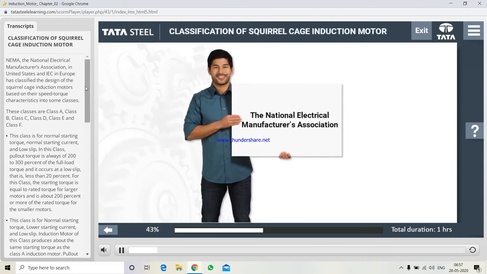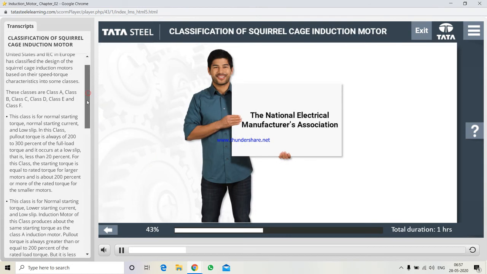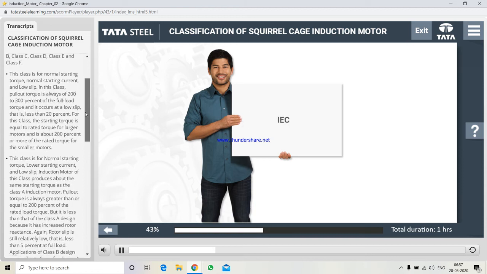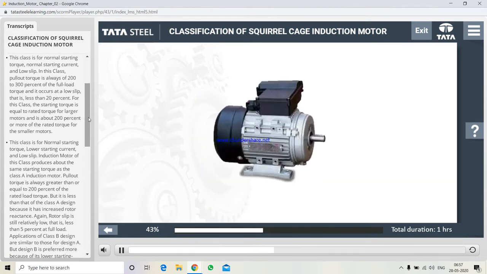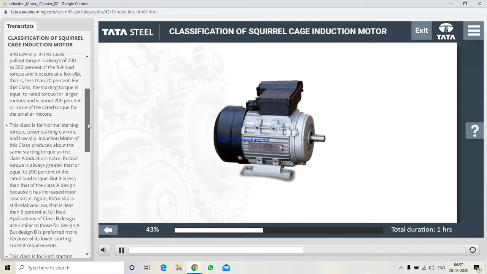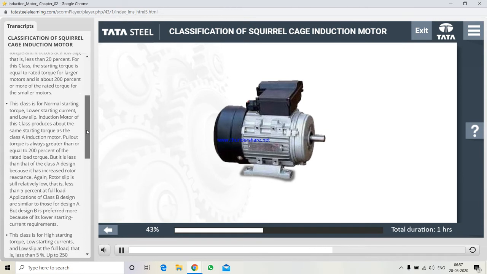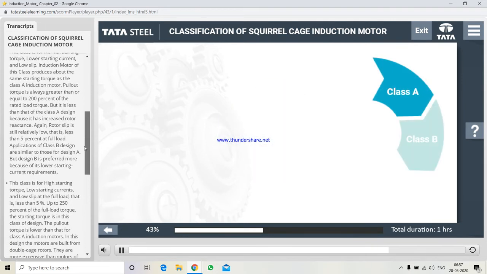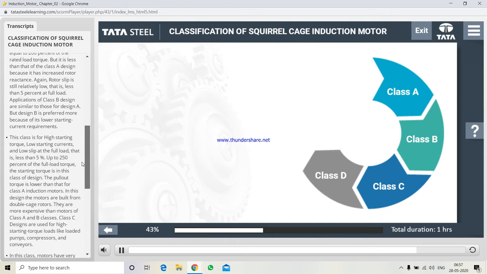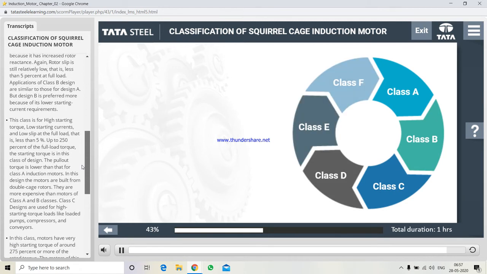NEMA, the National Electrical Manufacturers Association in the United States, and IEC in Europe, have classified the design of squirrel cage induction motors based on their speed torque characteristics into some classes. These classes are Class A, Class B, Class C, Class D, Class E and Class F.